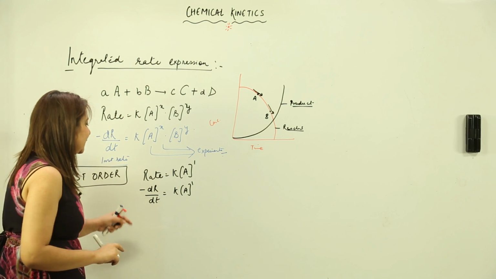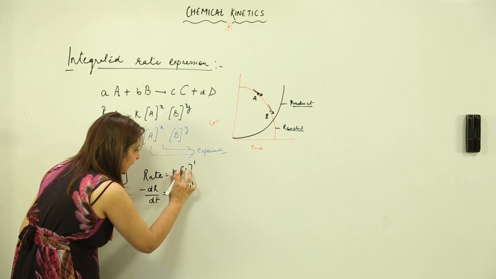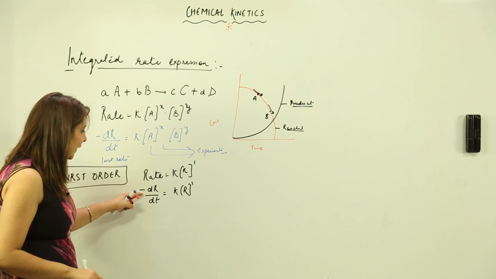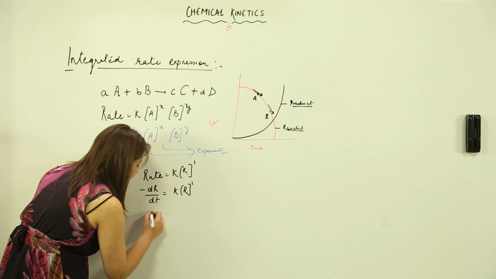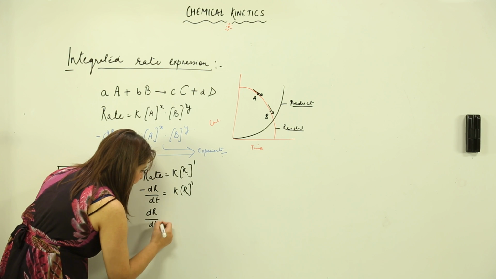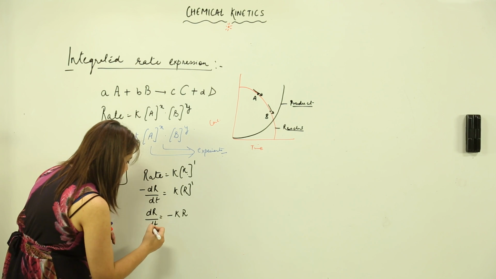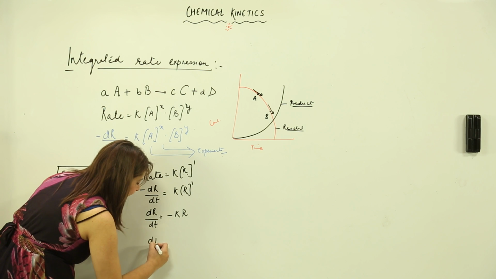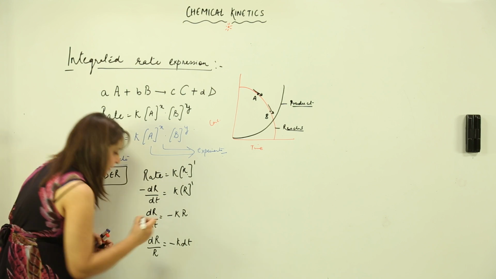So I can write in this order that suppose I am taking reactant in terms of R, it will be easy to derive the integrated rate expression, right. So suppose I have minus dR upon dt is equal to KR^1. I can also write the expression in this manner, dR upon dt is equal to minus KR, right. Shuffling them up, what I get is dR upon R is equal to minus K dt.